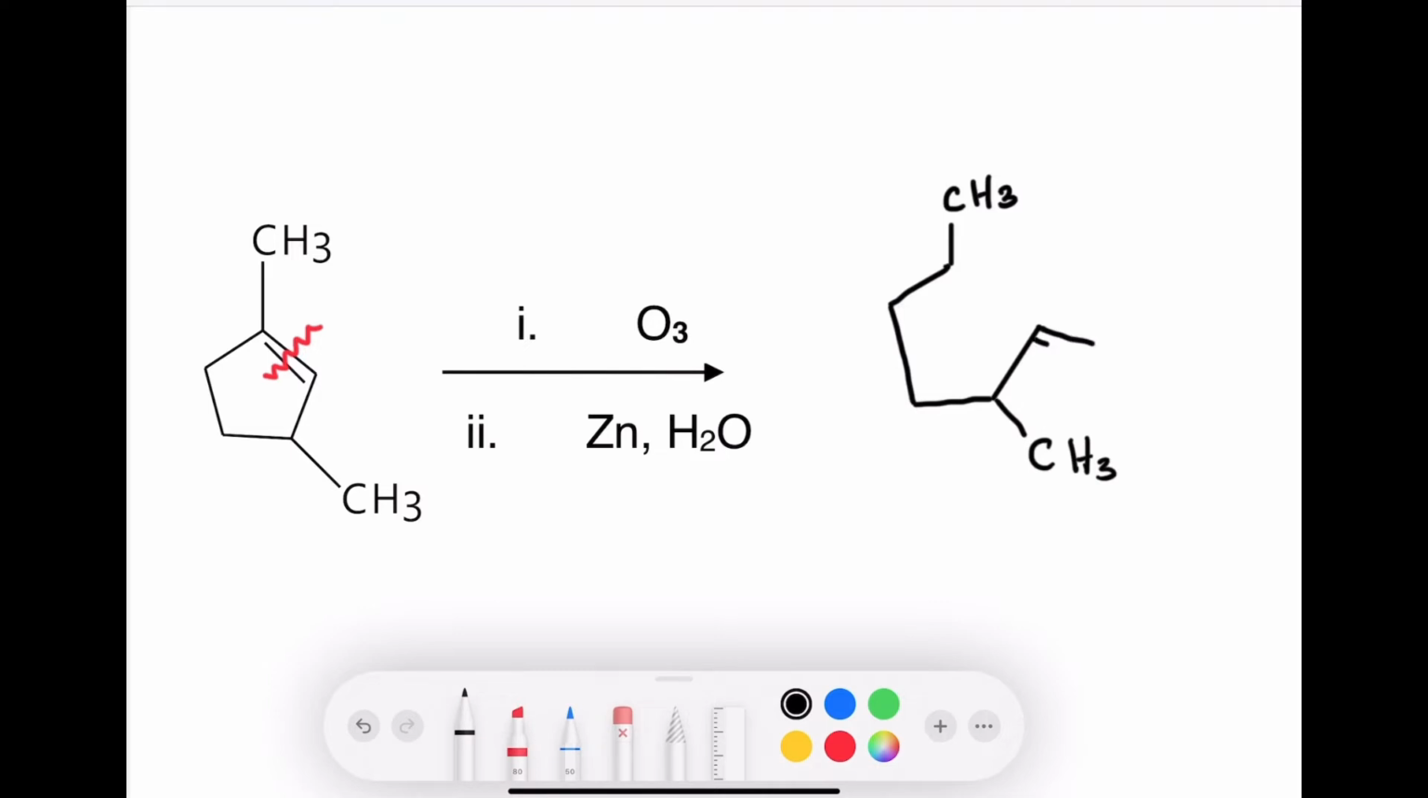One of this carbon will have one double bond, and this carbon will have another double bond. It's like open. And then after each of the carbons gets the double bond, just add O here. Just add O here.